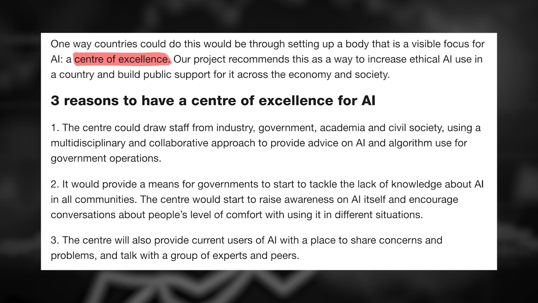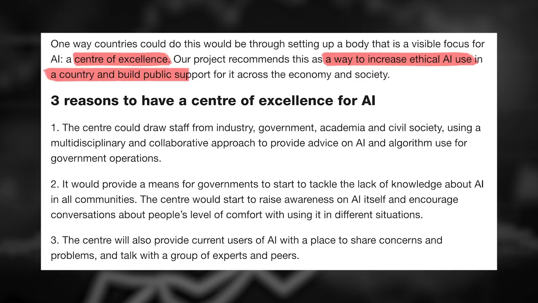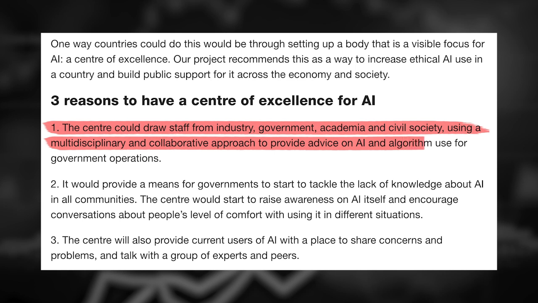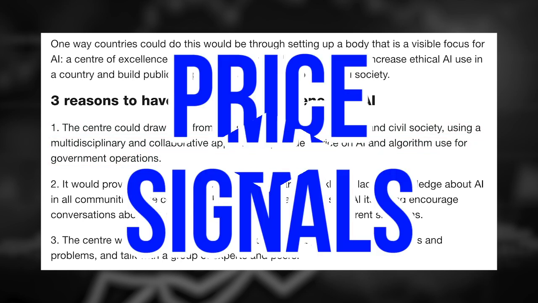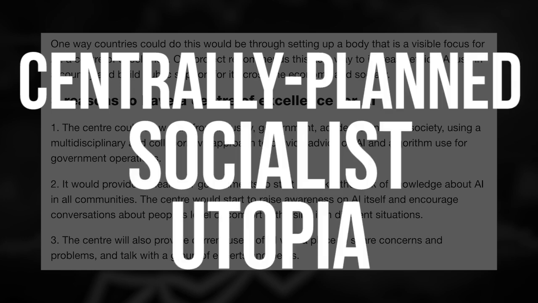So the Center of Excellence is a way to increase ethical AI. And who determines what is ethical? Of course, the central planners. Use in a country and build public support for it across the economy and the society. And here's where the pieces of the puzzle all come together. The center could draw staff from industry, government, academia, and civil society using a multidisciplinary and collaborative approach to provide advice on artificial intelligence and algorithm use for government operations. In other words, we can use artificial intelligence instead of the price signals generated by free market capitalism to help us achieve this top-down, centrally planned socialist utopia.